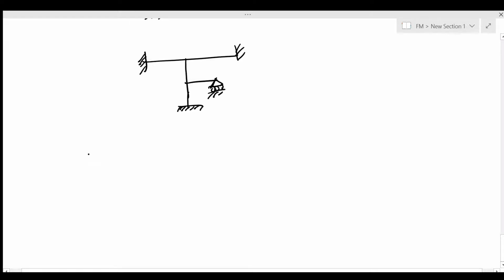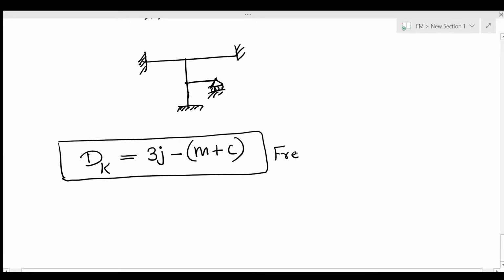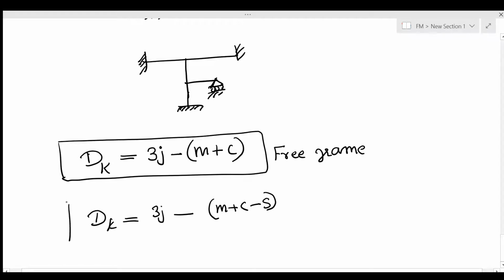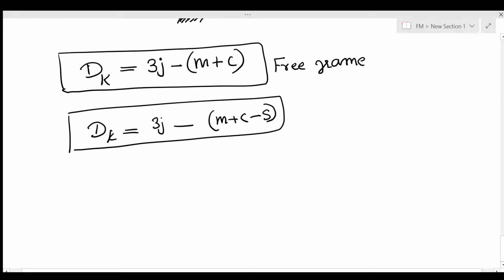the equation for the calculation of degree of freedom, dk, which is equal to 3j minus m plus c. 3j minus m plus c for free frames, and for constrained frames we have a slight variation in this equation, that is 3j minus m plus c minus s. Okay, what are this m, c, j and s?